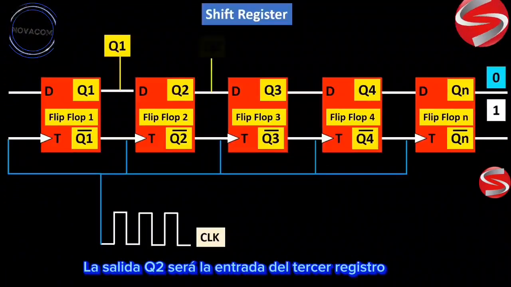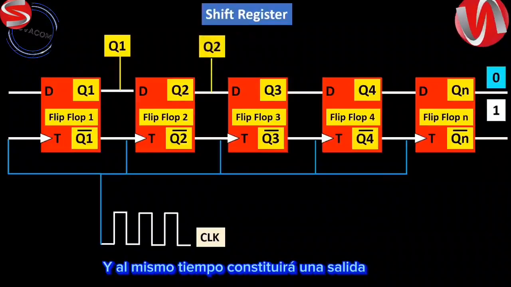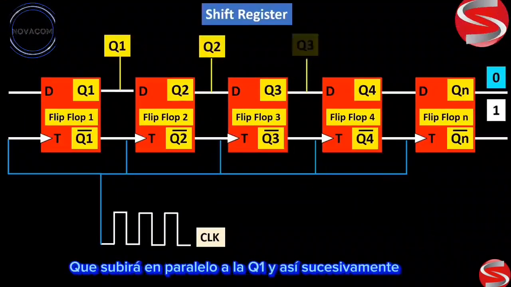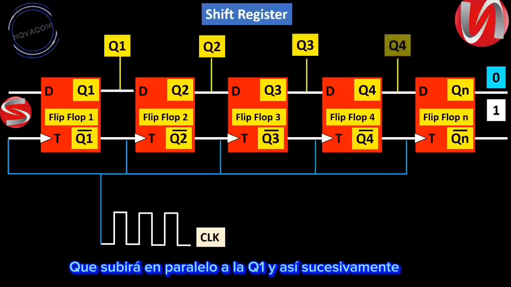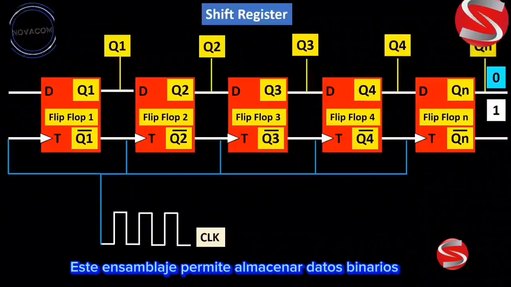The output Q2 will be the input of the third register, and at the same time it will constitute an output which will go up in parallel to Q1. And so on. This assembly allows to store a binary data.